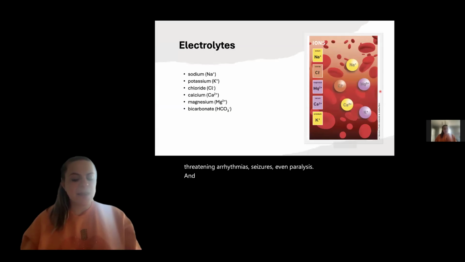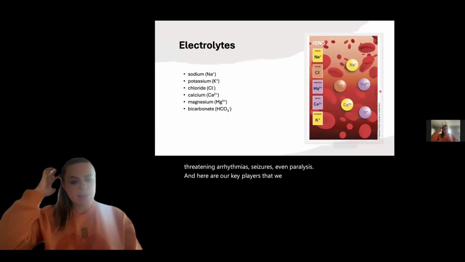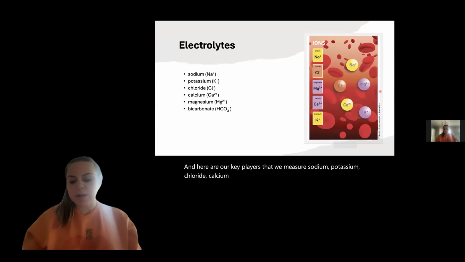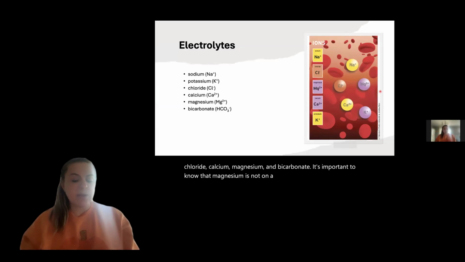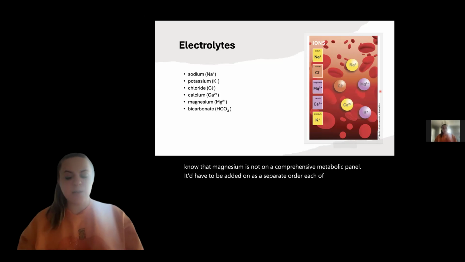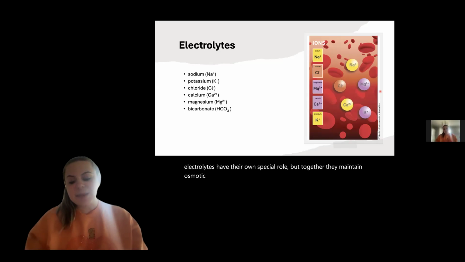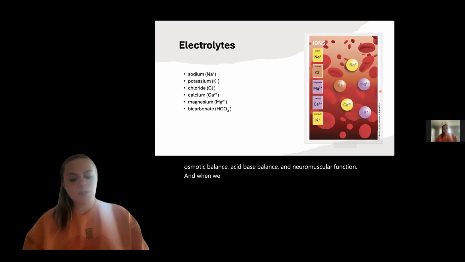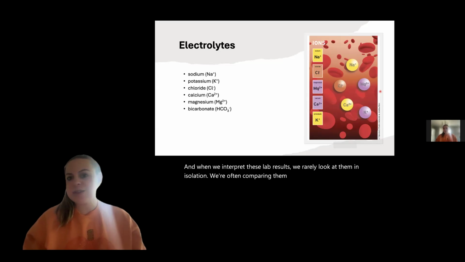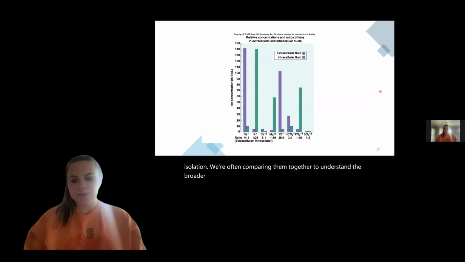And here are our key players that we measure: sodium, potassium, chloride, calcium, magnesium, and bicarbonate. It's important to know that magnesium is not on a comprehensive metabolic panel. It'd have to be added on as a separate order. Each of these electrolytes has its own special role, but together they maintain osmotic balance, acid-base balance, and neuromuscular function. And when we interpret these lab results, we rarely look at them in isolation. We're often comparing them together to understand the broader clinical picture.